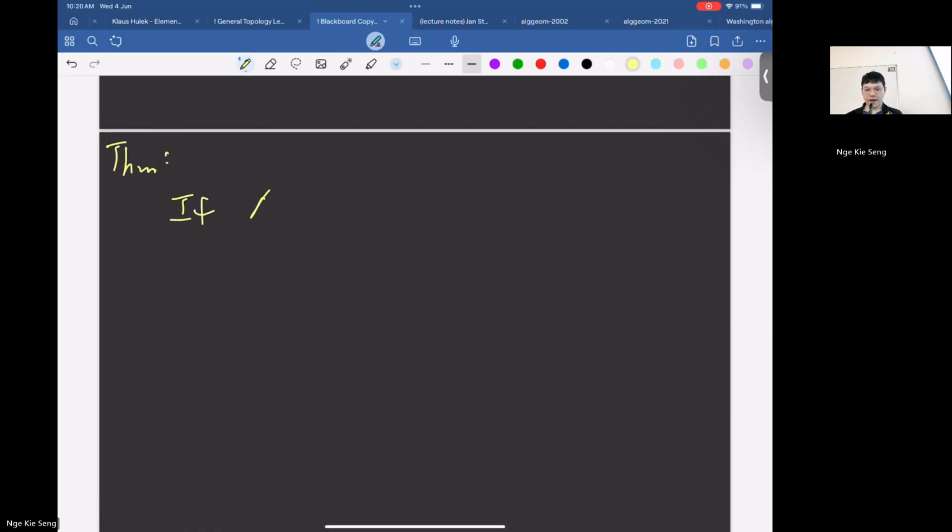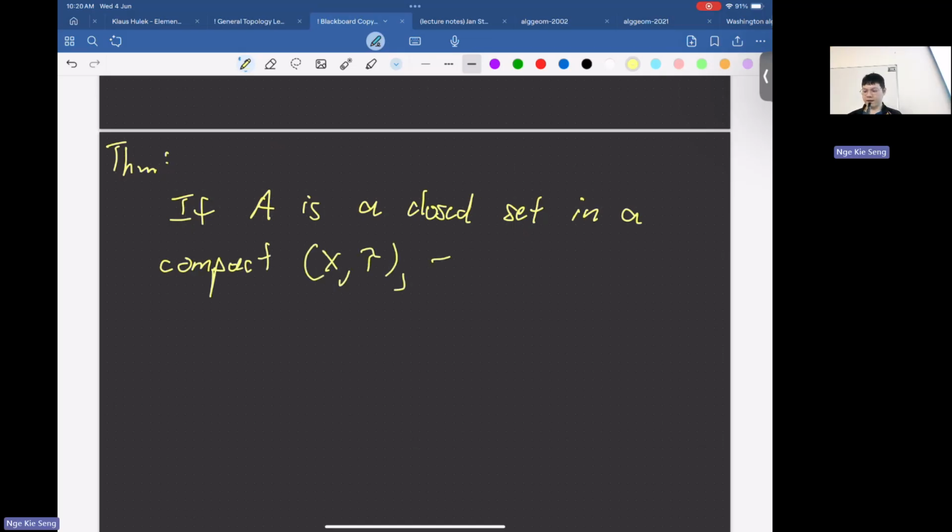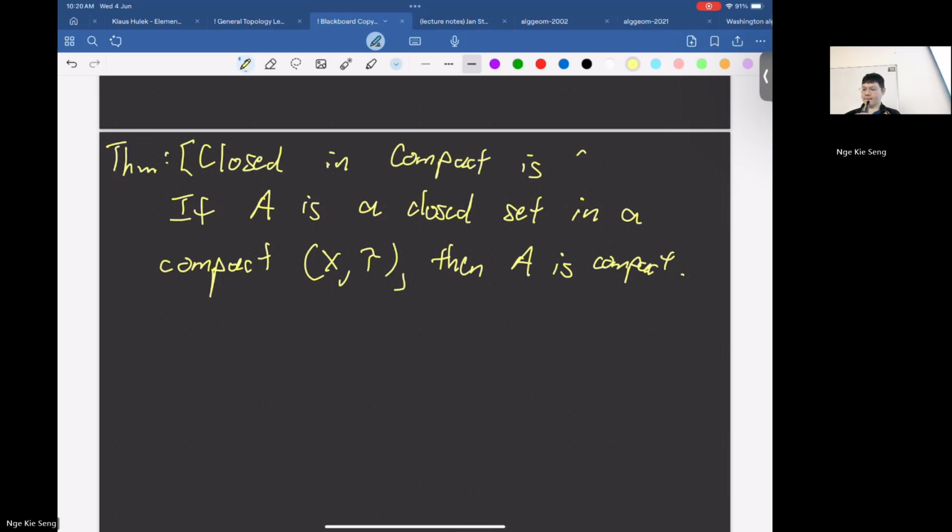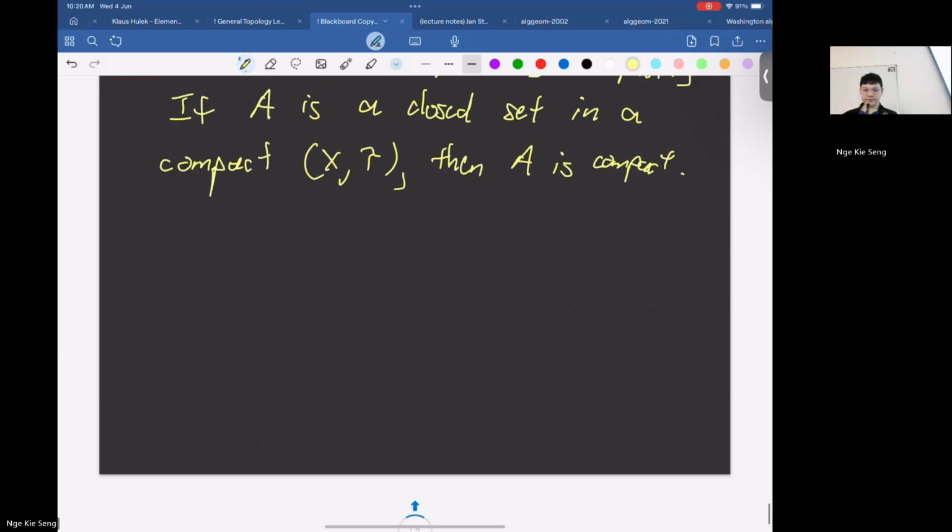if A is a closed set in a compact space, then A is compact. Okay, so the slogan here you have to remember: closed in compact is compact. Okay, closed in compact is compact. Closed subset in compact set is compact.